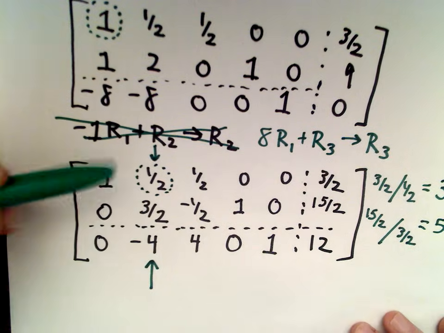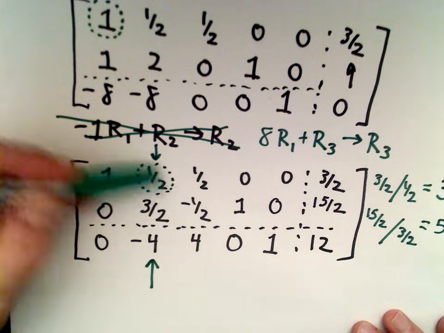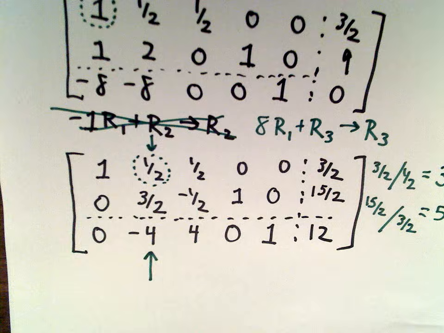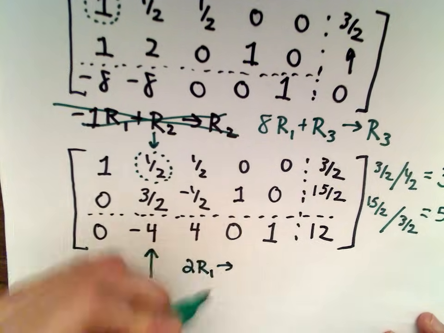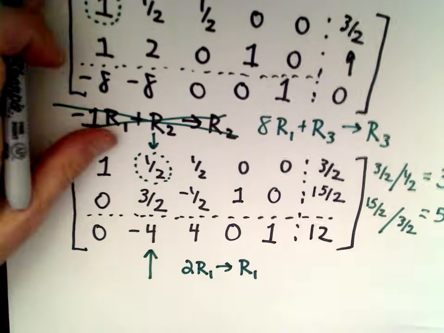So now I'm going to do the same thing. I'm just going to multiply this row. I'm going to get this 1/2, I'm going to make it into a 1. And then I'm going to get zeros everywhere else in that column. Okay, so to do that, I could just multiply the first row by 2. So 2 times row 1, that's going to be my new row 1. So let's do that.